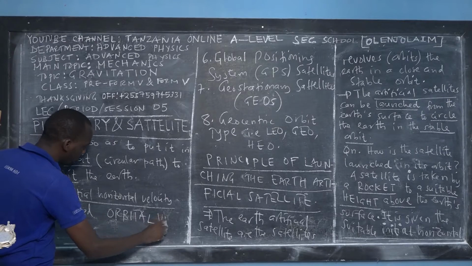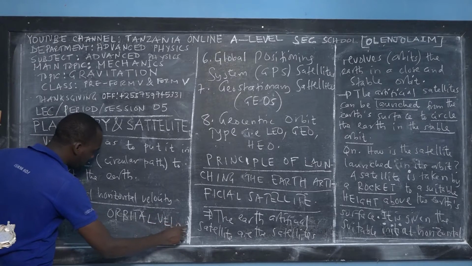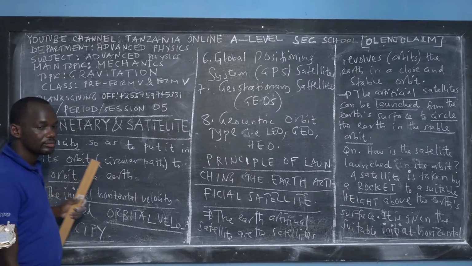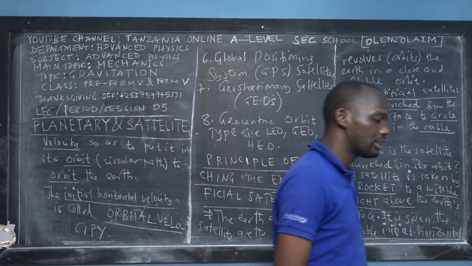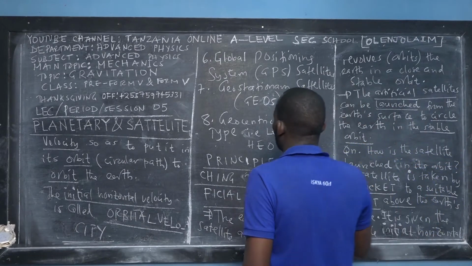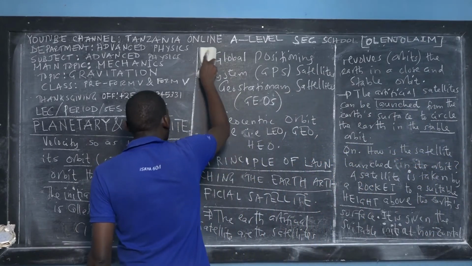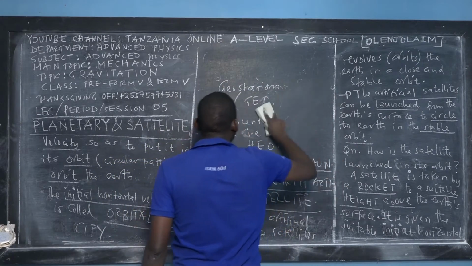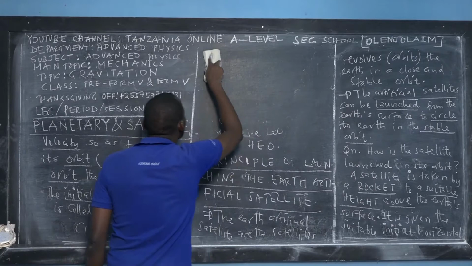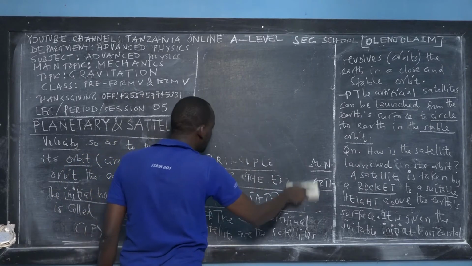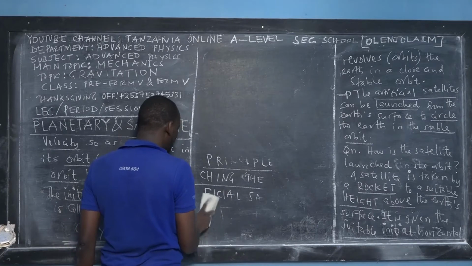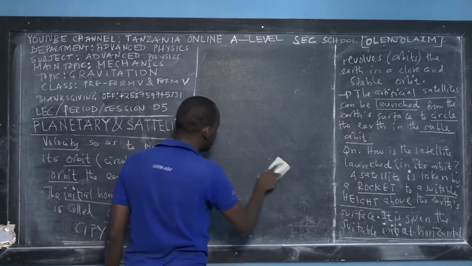Orbital velocity. Say it, orbital velocity. Again, orbital velocity. So what is the meaning of orbital velocity? This is the initial velocity required to place a planet or an artificial satellite into its desired orbit to revolve. Orbital velocity comes from the word orbit.